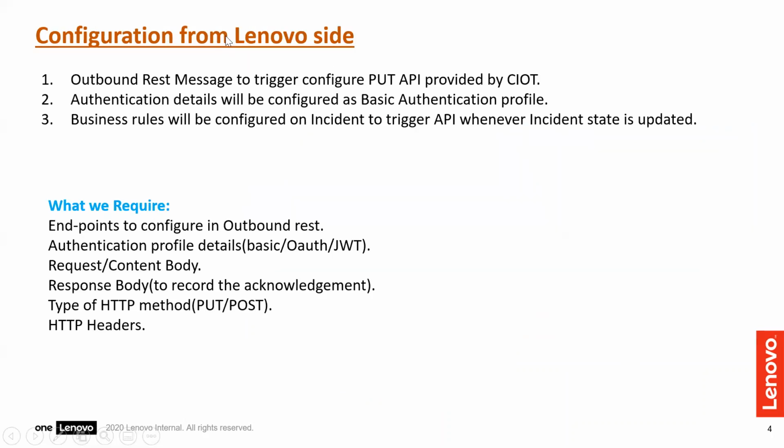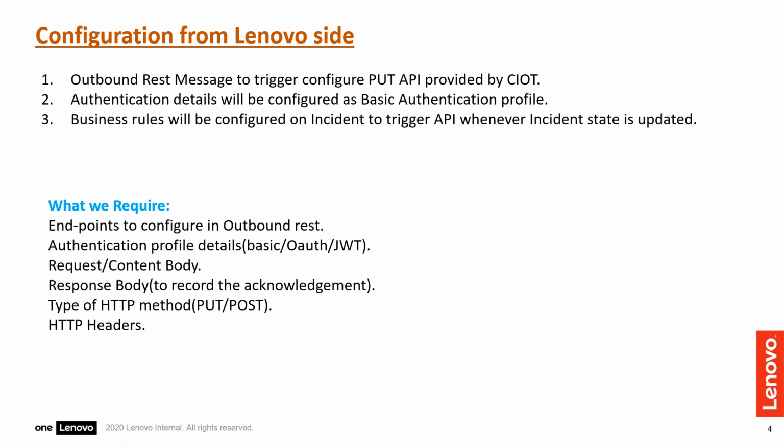Now see, configuration from Lenovo. To achieve this, we just need to perform an outbound REST message to trigger the configure put API provided by CIOT. We discussed the outbound REST message, right? We have two types of integrations, one is inbound and one is outbound.